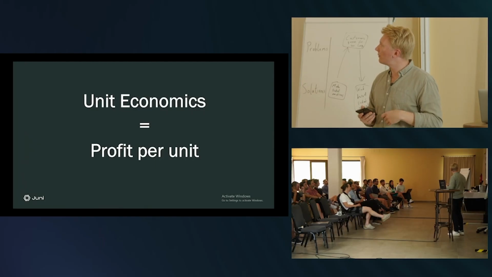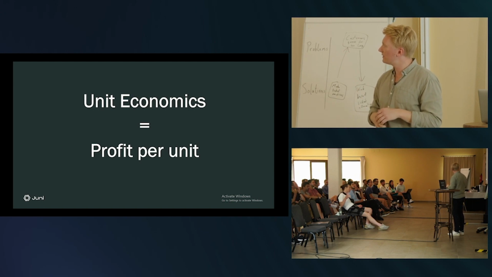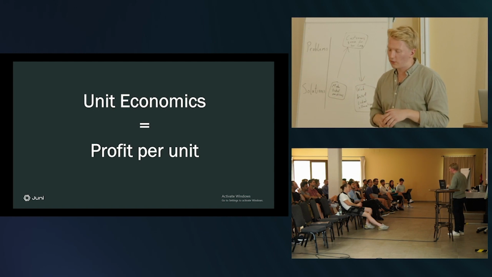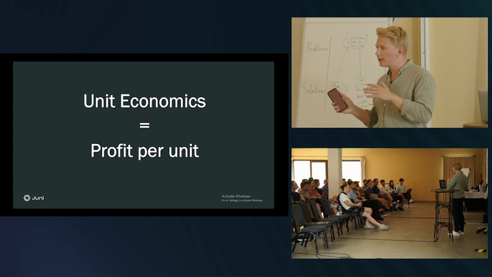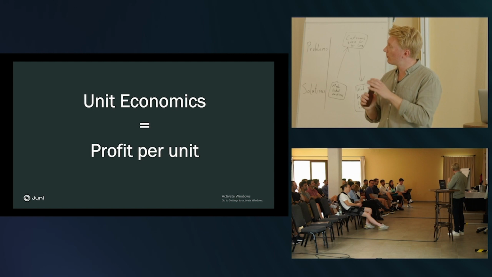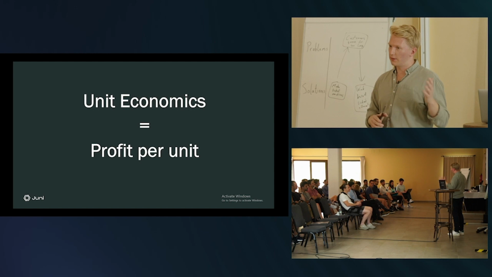And a very practical application of that is a concept called unit economics. And unit economics is essentially, as the name implies, the profit that we make per unit sold. So in the case of a t-shirt company, it will be the profit that they make per t-shirt. And in the case of Juni, it will be the profit that we make per customer. And we will go through this concept, and we will go through the what and the why, so why it's important, and how that is applied at Juni.